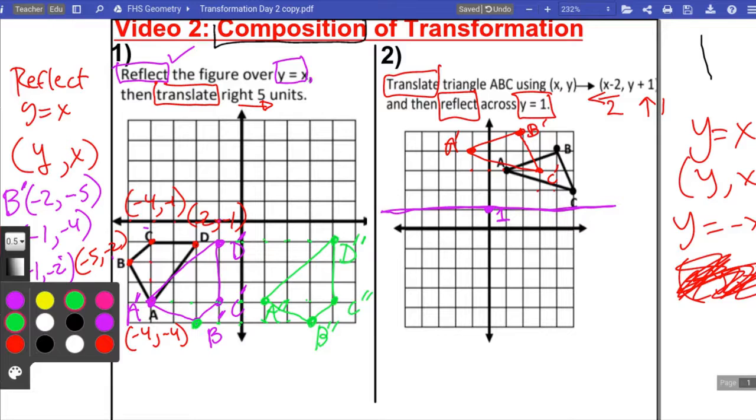A is 1, 2, 3, so it's 3 units away from the blue line. So you go 1, 2, 3 and put your A, but we call it double prime. B is 1, 2, 3, 4 away, so you go 1, 2, 3, 4. B double prime. C is 1, 2, so you go 1, 2. C double prime. Connected. We're done.